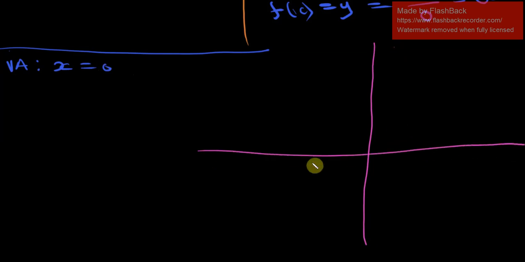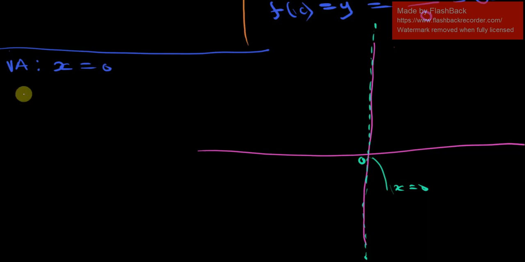Okay. I'm just drawing our grid here. So at x equals 0, we'll have our asymptote. The x asymptote will be exactly at the origin point of 0, 0. So that's where our vertical asymptote is, at x equals 0.